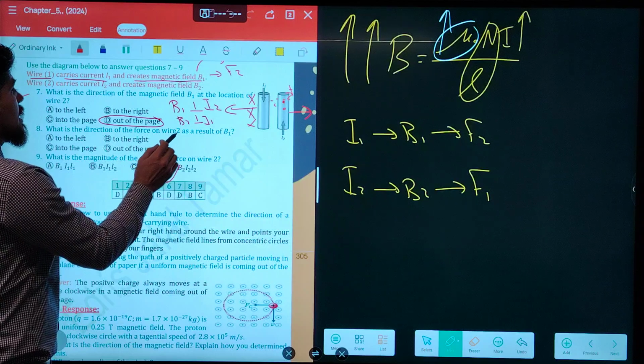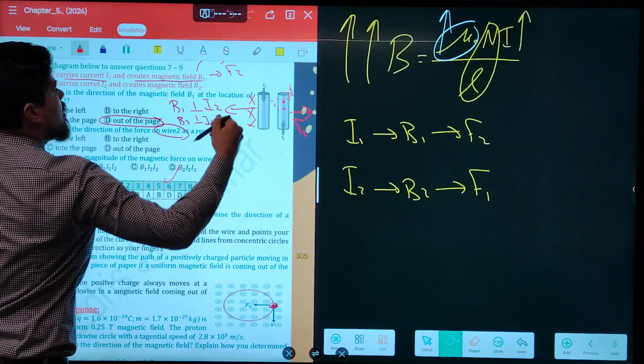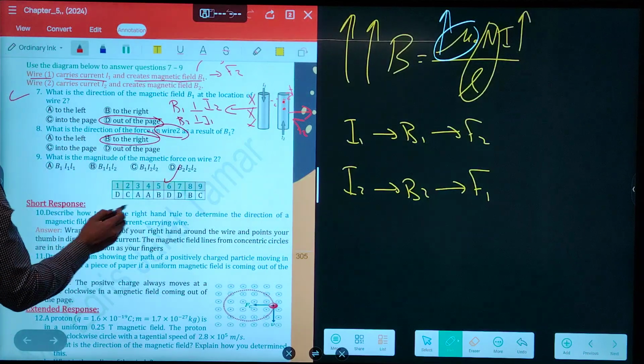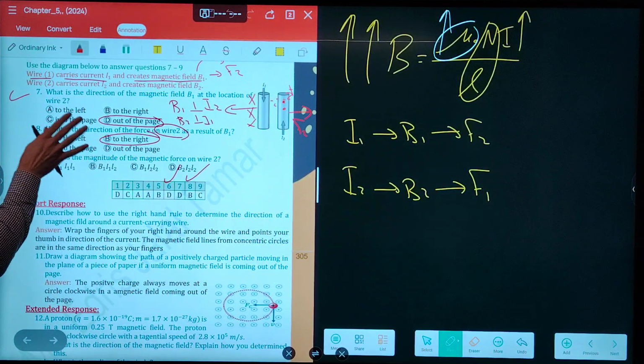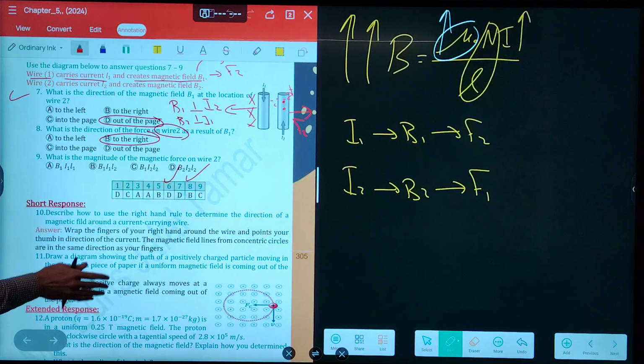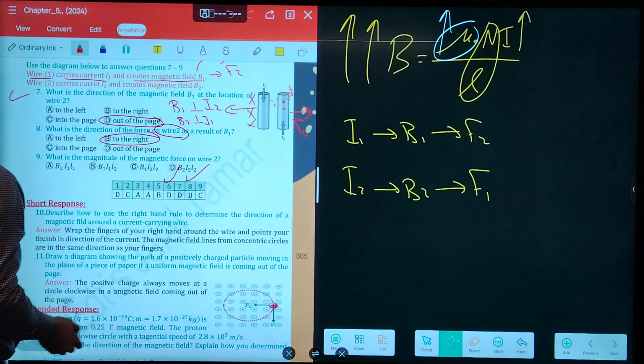And what is the direction of the magnetic force on wire 2? Wire 2 is directed to where? Right. To what? To the right. Question 8, B is correct. Because the two current runs in opposite direction, these two wires repel each other. F2, it goes to the right, and F1, it goes to the left.